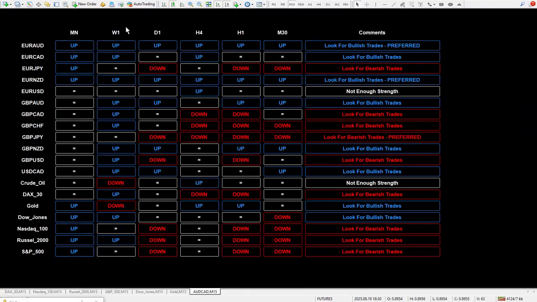Now here's my daily trade plan. It's running in real time. It checks from the monthly all the way down to the 30 minutes. And after it does a bunch of calculations, within the comments here it'll say look for bullish trades, bearish trades. Sometimes it'll be preferred and sometimes it's running a little bit flat, not enough strength.